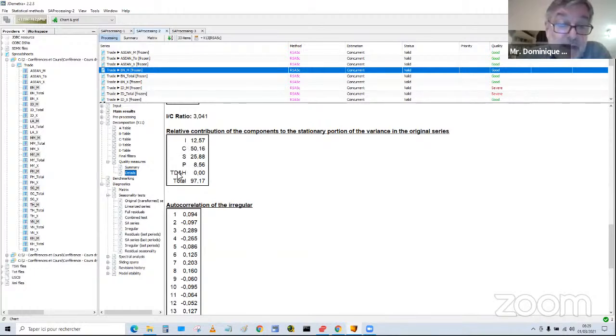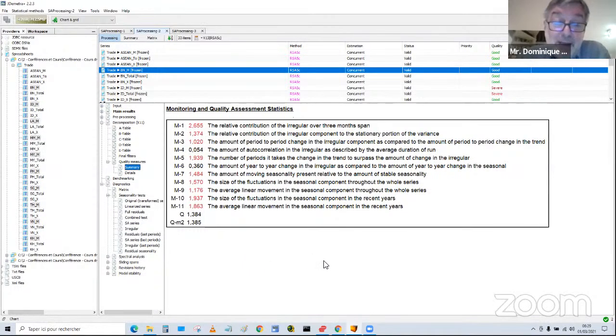So here you see that I have no trading day effect. So the trading day effect are 0% of the decomposition, okay? Here I have 8%. So I should, for the pre-adjustment, which means the outlier, I should remove it to compute the other, but you see that you have a pretty huge seasonal component, which explains at least 25% of the variance. So it's a pretty good seasonal component. It's a huge seasonal component.